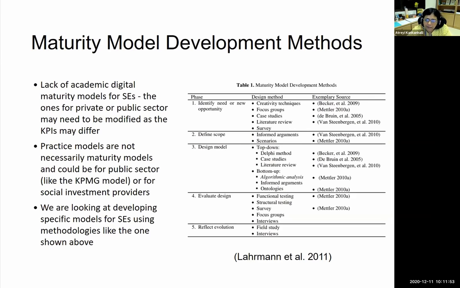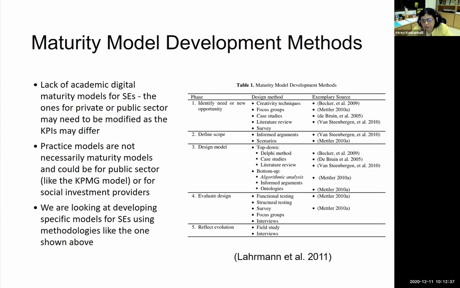So we also looked at papers that give us methods for maturity model development, and this is one of the references. There's both the top-down and the bottom-up design. Top-down is when you conduct Delphi studies, case studies, literature review, and solicit what are those dimensions for social enterprises, right? Bottom-up is when you do it through, whether it's ontologies, algorithms, and so on.